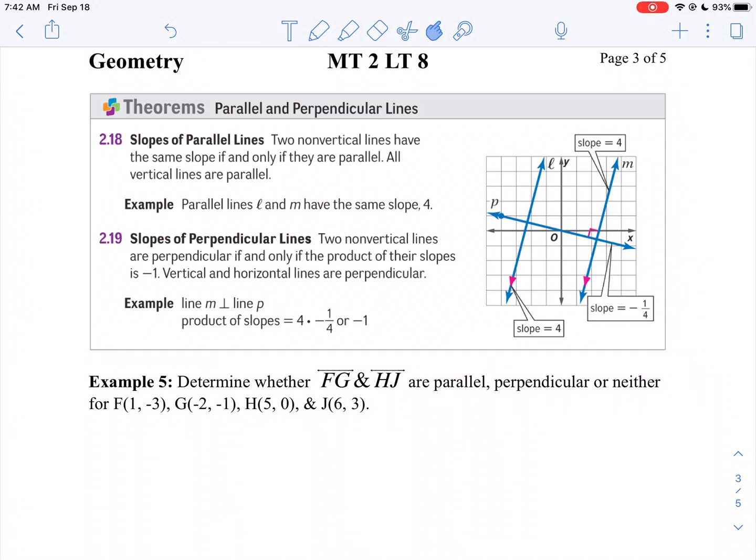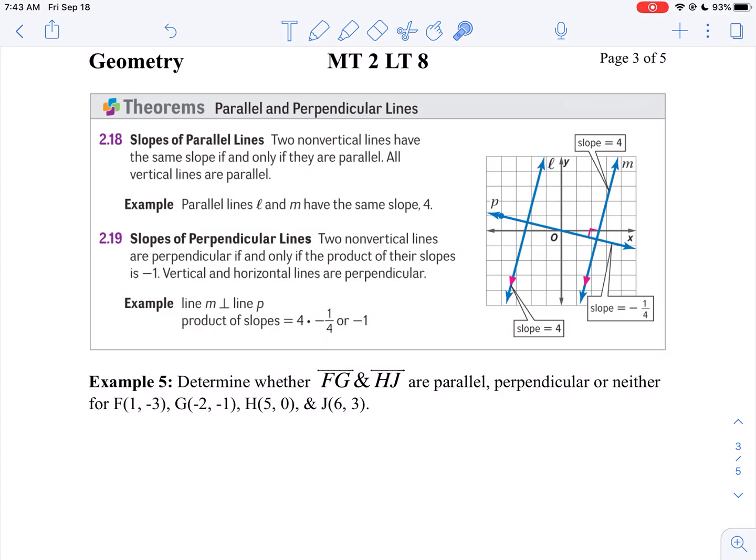In part 3 of our seminar, we're going to look at two theorems that we're going to use mostly algebraically. They might show up in a proof here and there, but here's what it is. If we look at slopes of parallel lines, this one should make intuitive sense. Since lines are parallel, their rise and run have to be the same. So if you have parallel lines, their slopes are going to be equal.